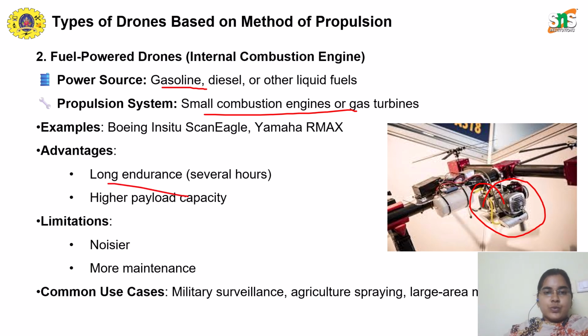Advantages are long endurance, that is several hours, and high payload capacity, because if the combustion is high, it can lift a high payload also. The limitation is that it is noisier. As usual, combustion engines are noisier and need more maintenance. It is commonly used for military surveillance, agriculture spraying, and large area networks, etc.